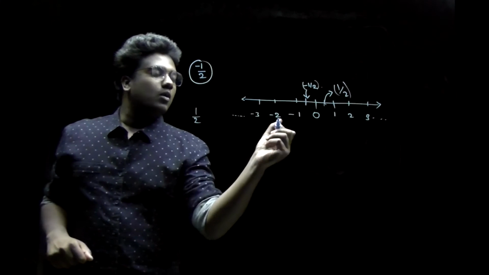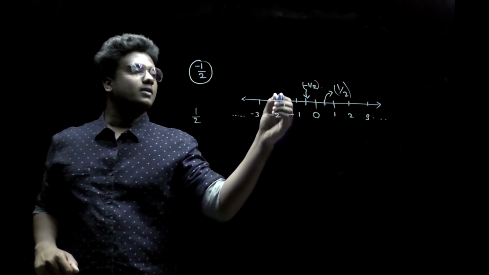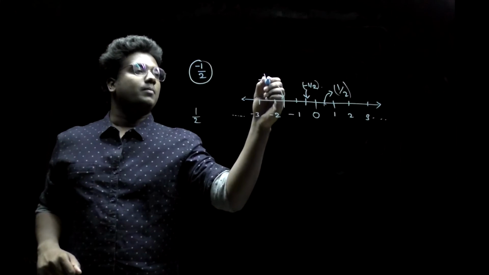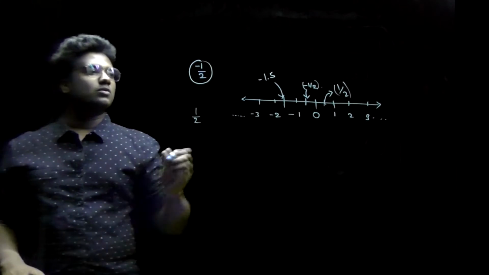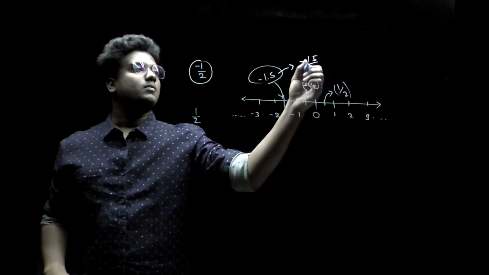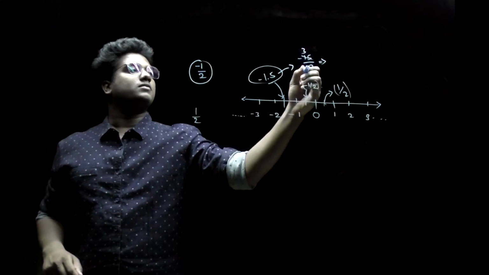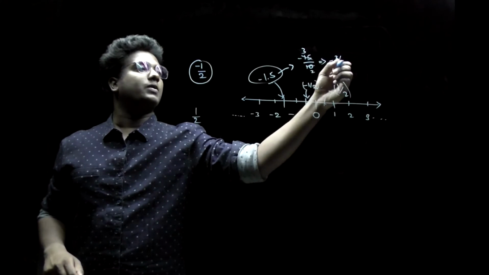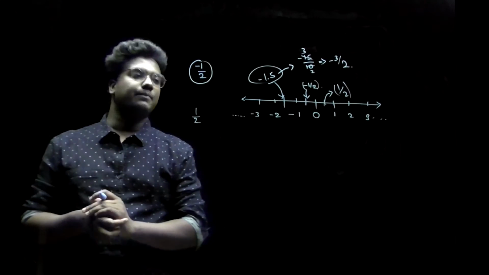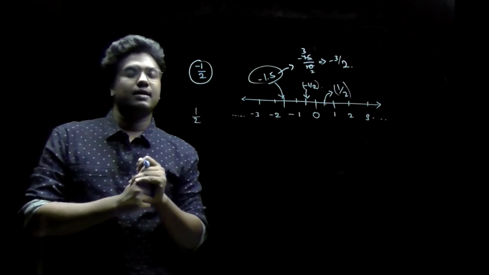What will be the number lying in between minus 1 and minus 2? It will be minus 1.5, right? So this is a decimal number. This can also be converted into a fraction, which is minus 15 by 10. Dividing by 5, 15 by 10 becomes 3 by 2, so minus 3 by 2 will be your number. This is how rational numbers can be represented on a number line.